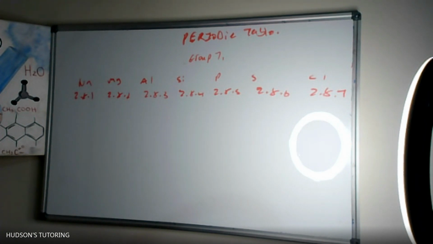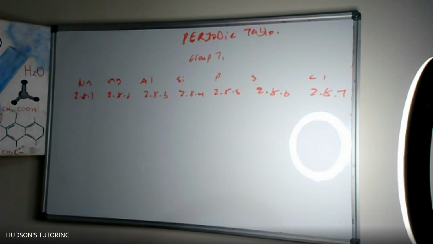Talk to me. What is taking place as you go across? What do you realize? It's increasing. All right. So first of all, the number of shells remains the same, right? That's 1. But as you go across, the number of valence electrons increases by 1.